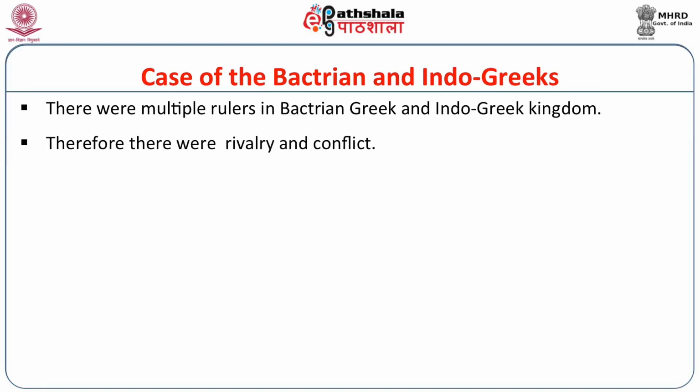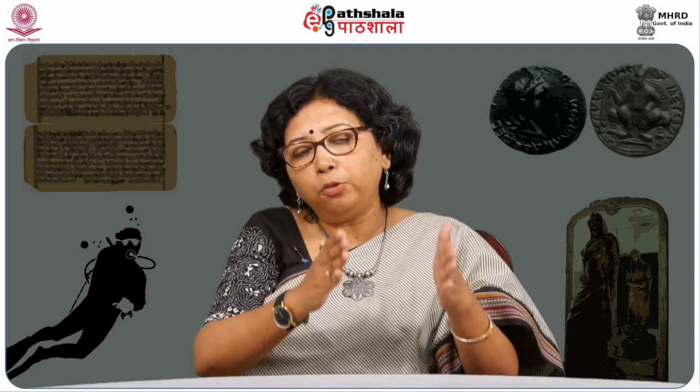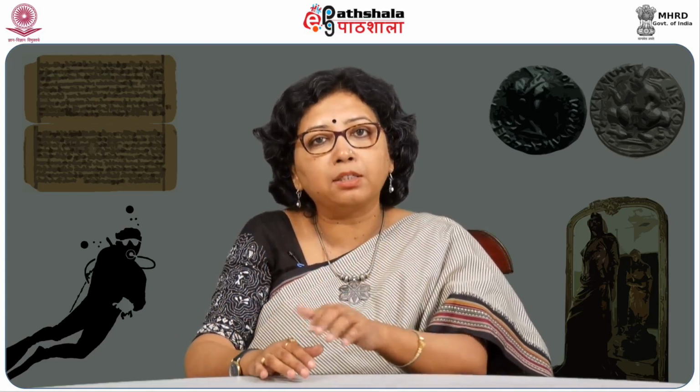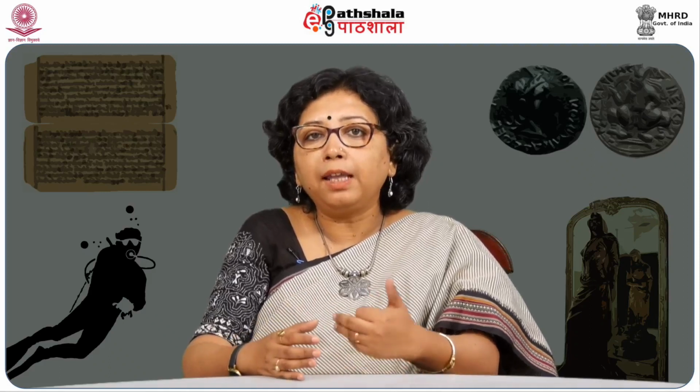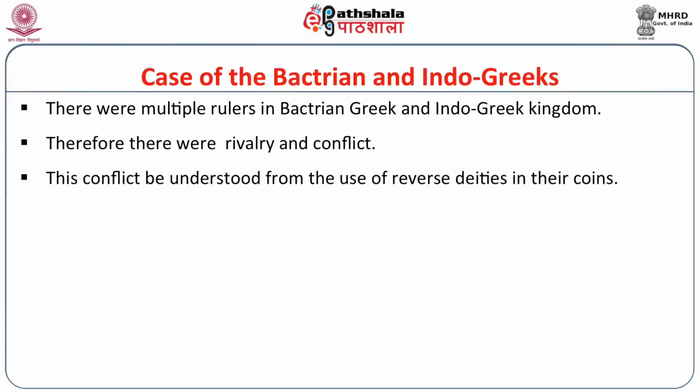And what is interesting is that it is not that one ruler was following the other ruler. You have different rulers at the same time ruling in different pockets. So there was this ambience of contestation. Whenever there is contestation, they were trying to draw upon the deities whom they considered as their patron. So this conflict may be understood from the use of reverse deities in their coins.